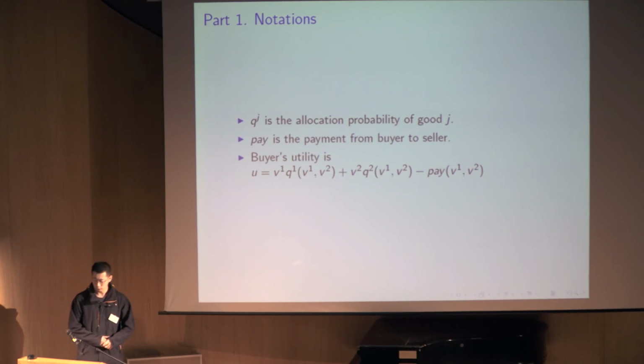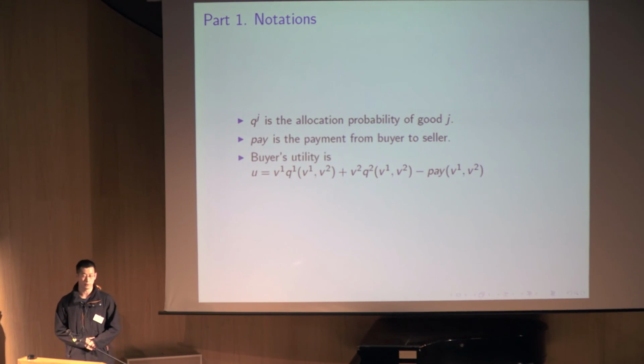Here are the notations. We use Qj to denote the allocation probability of good j, and pay is the payment, and the buyer's utility is U. It equals the valuation times the allocation probability minus the payment.